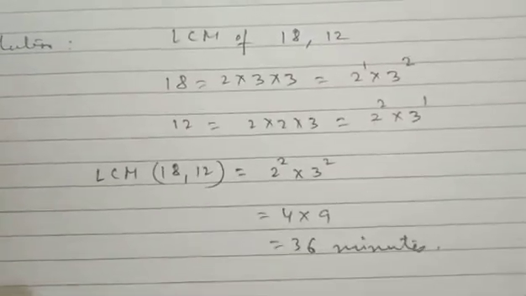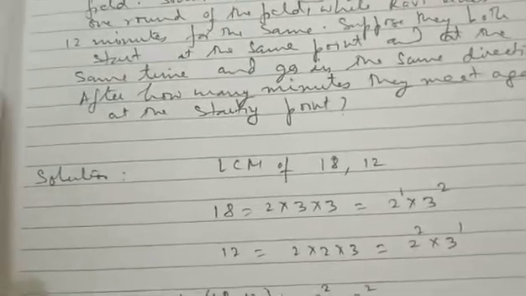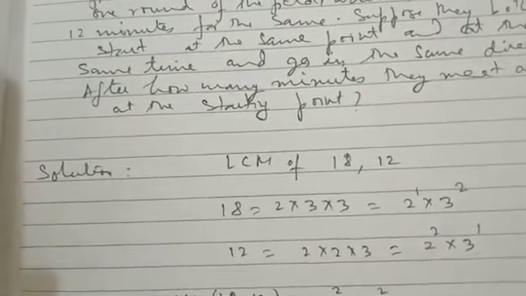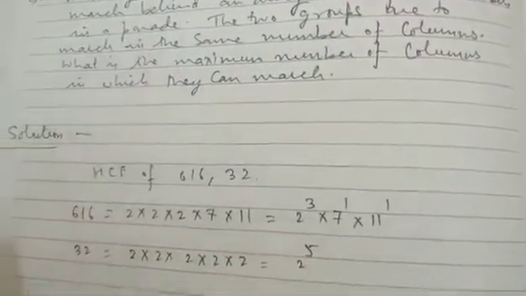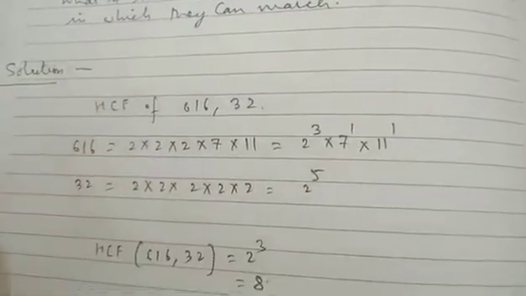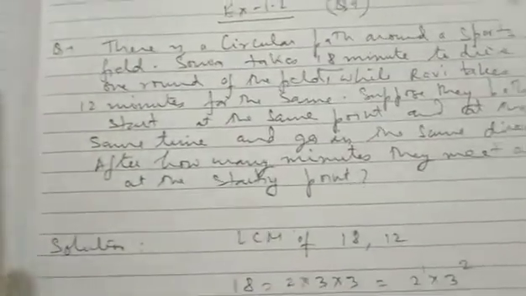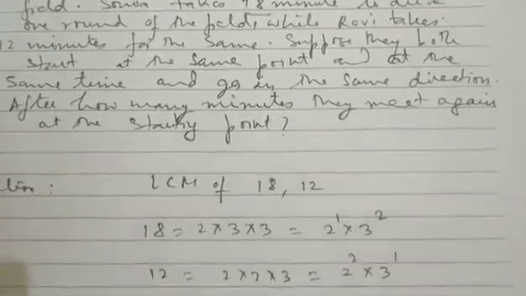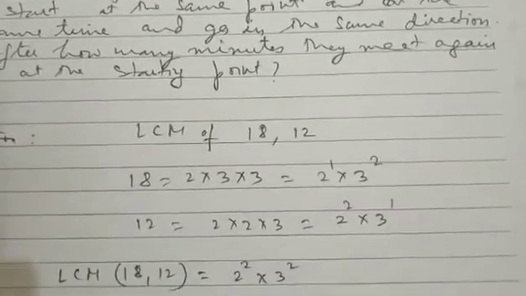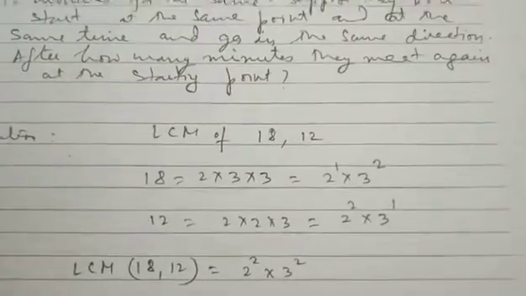Now if you look at the two questions which I've just taken up, in the first one, since we are going to find out a number which will divide both the numbers completely, we have found the HCF of the two numbers. Whereas in the second question, since we have to find out the multiples of the two numbers, we have taken the LCM of the two numbers. So this is how we can solve the word problems.